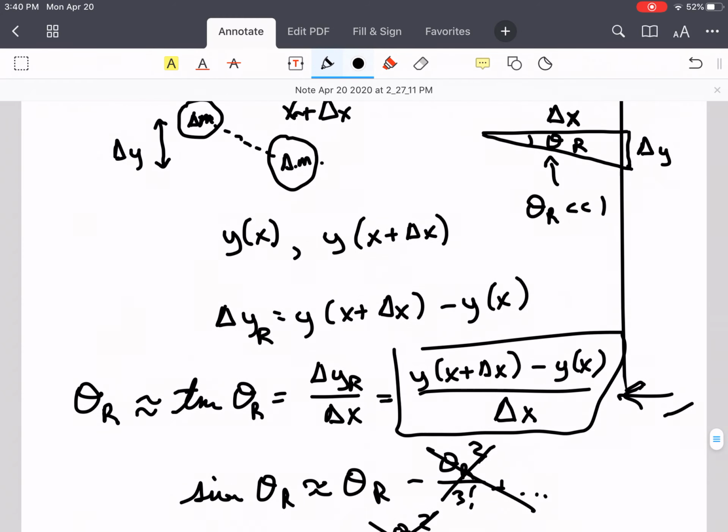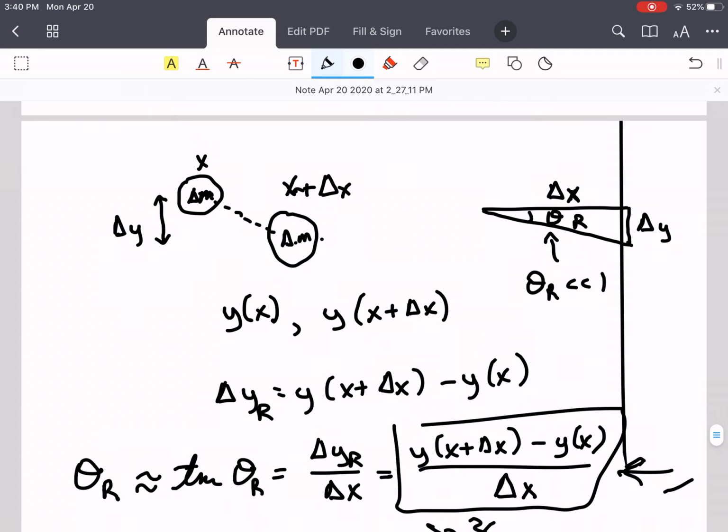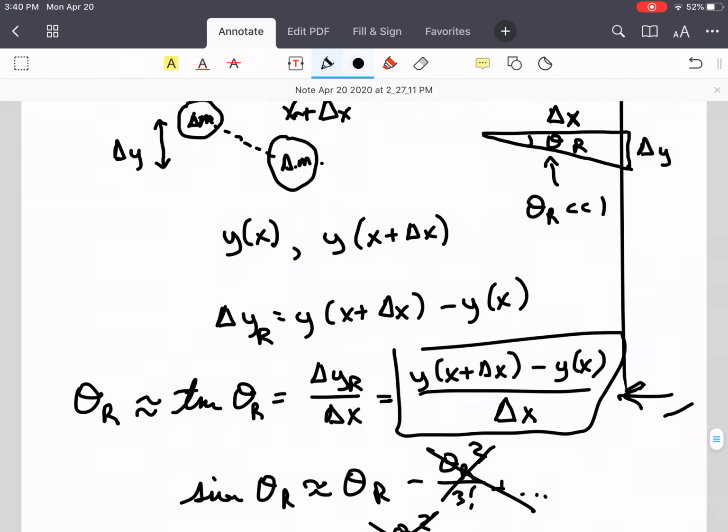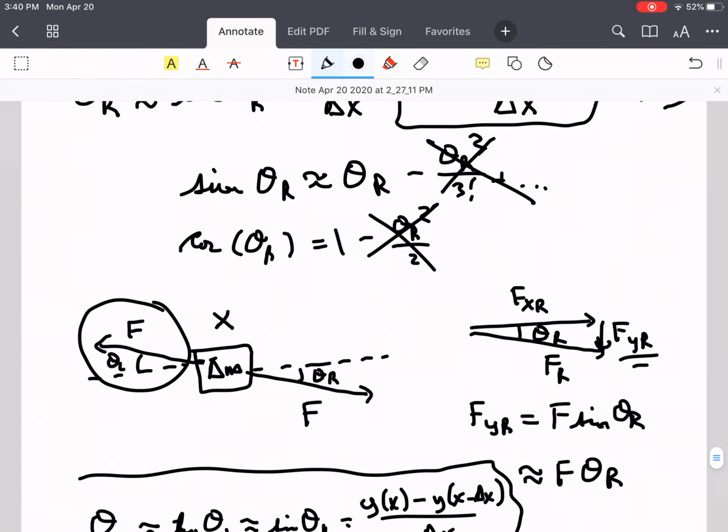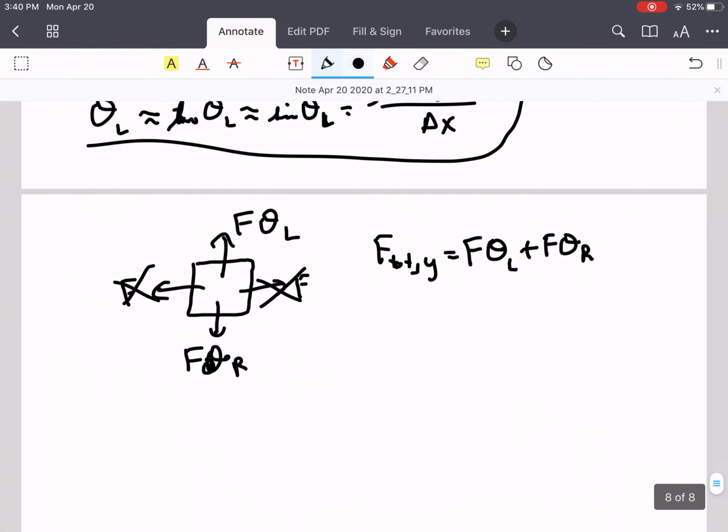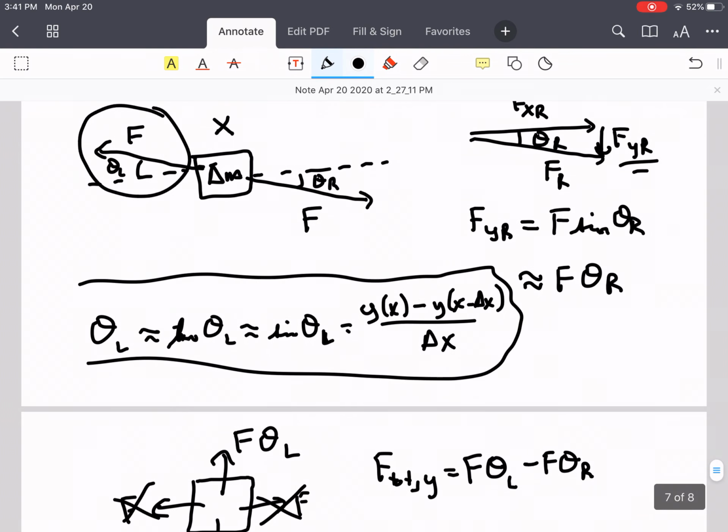So theta right is going to be this angle right here. And I want it to be positive when y of x is greater than y of x plus delta x. So I'm going to do this as negative y of x plus delta x plus y of x. Okay, so that'll be a positive number the way I've drawn it. Then Fy is going to be pointing down as shown, so that'll be a minus sign here. And similarly, theta left, I want to be positive the way I've drawn it, if y of x is greater than y of x minus delta x, so I'll do positive here, negative there.